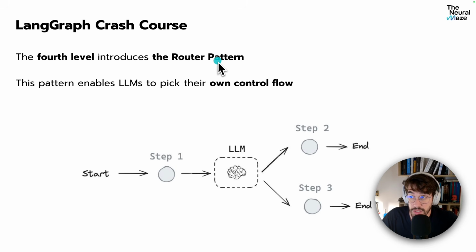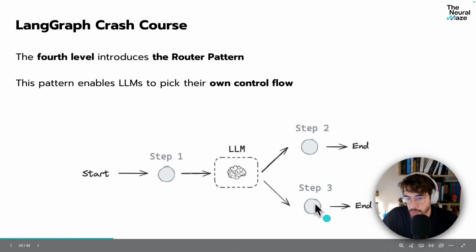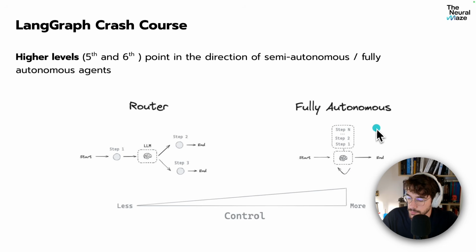Then we have the fourth level, which introduces the router pattern. This is probably the level that I use the most in many of my projects. The LLM is in charge of picking its own control flow. So the LLM in here, after step 1, is going to decide, should I go to step 2 or should I go to step 3? The LLM is in charge of taking this decision. Perfect. Now for higher levels, the 5th and 6th point in the direction of semi-autonomous, that's the state machine, or fully autonomous agents.